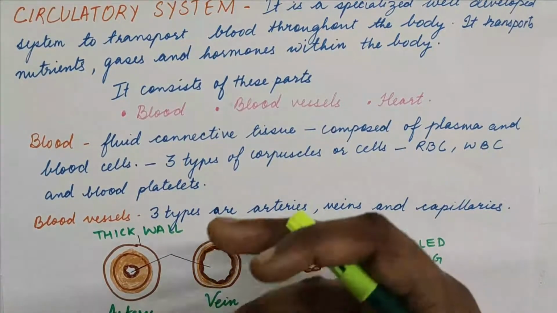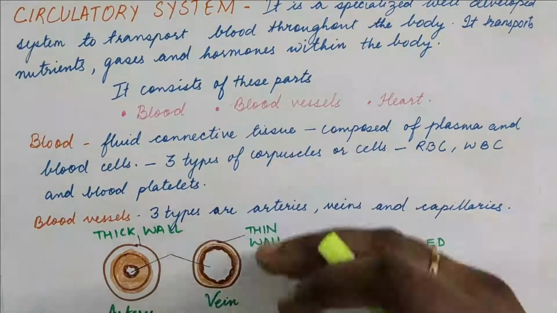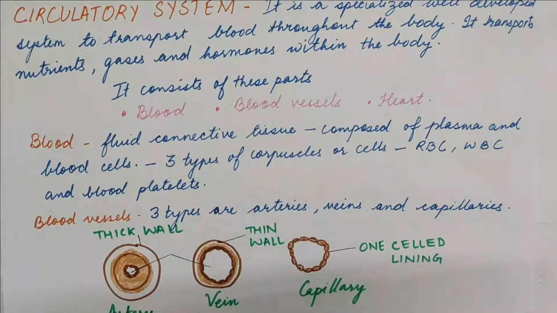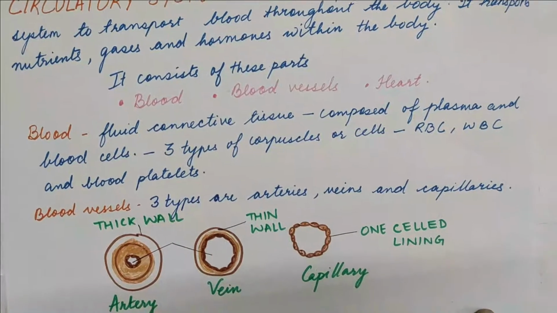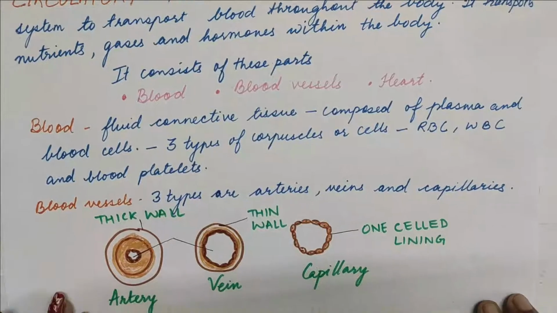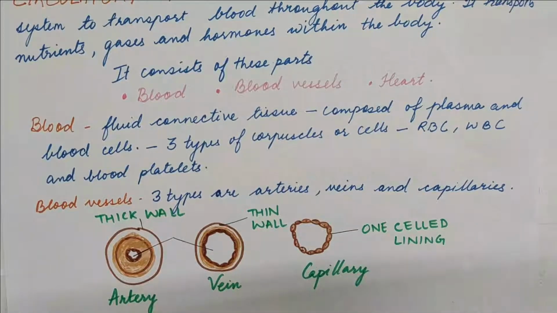And all these corpuscles or the cells, how are they moving? They are moving through tube-like structures called the blood vessels. The blood vessels again are of three types. As you can see, they are arteries, veins and capillaries. I've tried to symbolize each one of them here.